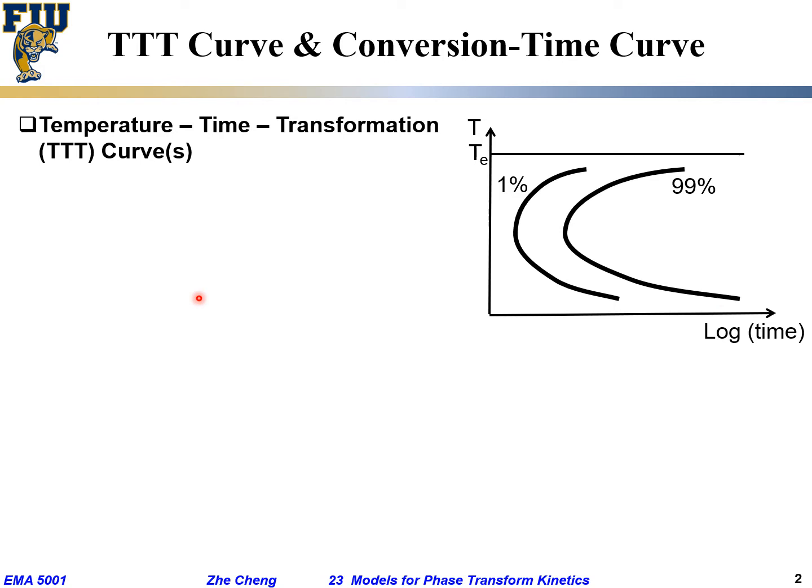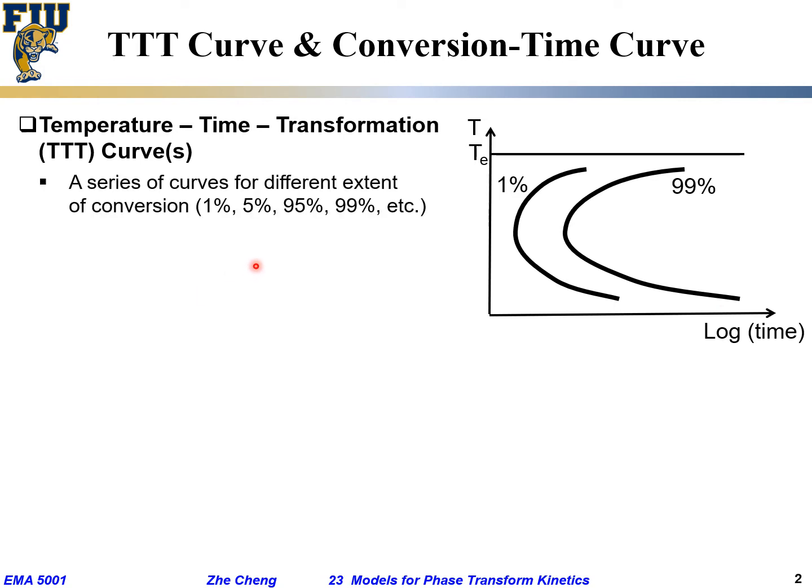So this is the TTT curve, and typically, as we illustrate, it is a series of curves for different extents of transformation or conversion. What we showed on this plot is the curve for 1% transformation and 99% transformation. In experiments or in the literature, you may come across other extents of transformation such as 5%, 95%, or 50%, etc. So it's a series of transformation curves. Each curve represents the same extent of transformation, with the vertical axis of temperature and the horizontal axis of time.